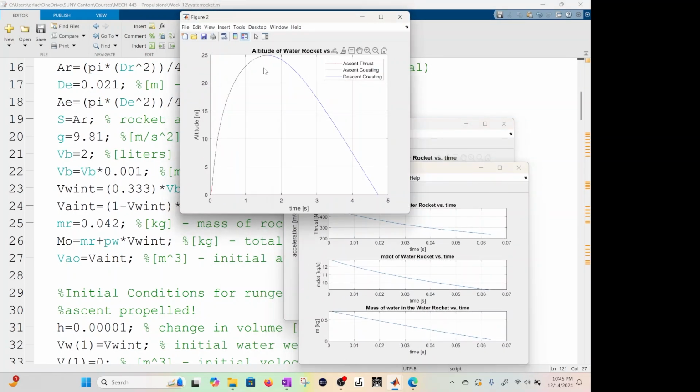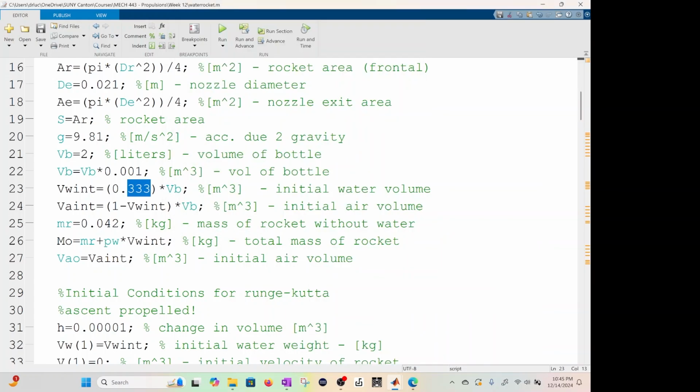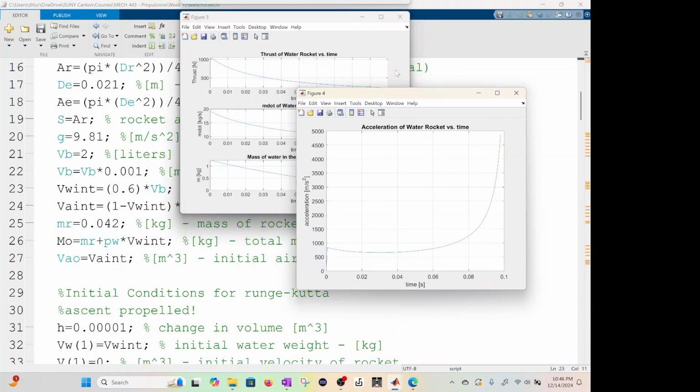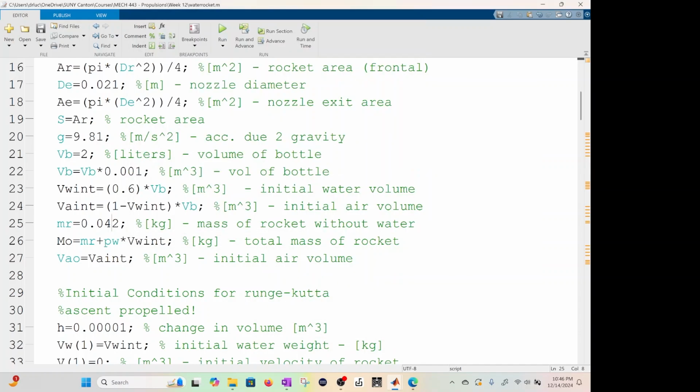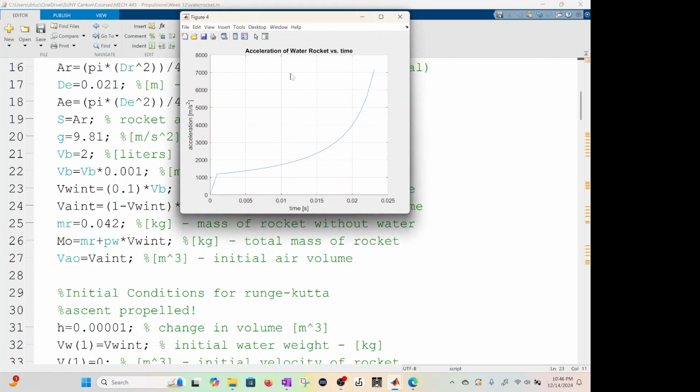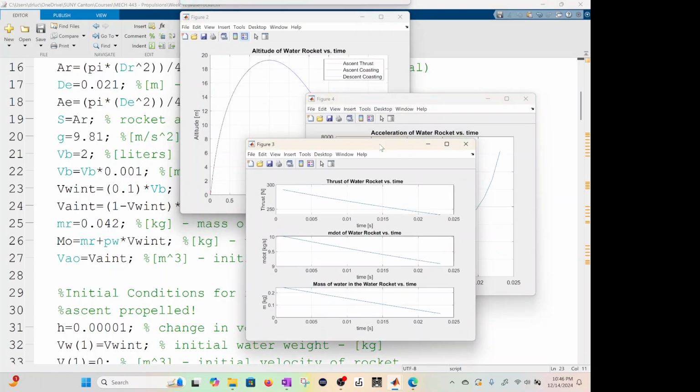So like, okay, so 25 meters, and let's make this 0.6. And so if we add more water, then it'll go up to, what's that value? Probably like 28 or 29. But say we run this at 0.1, not very much water, then it only is like 19 meters.